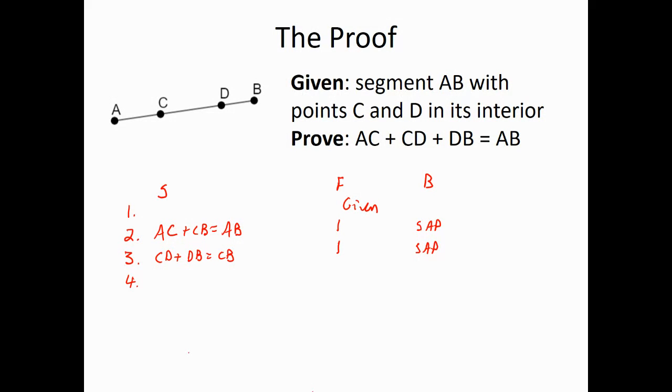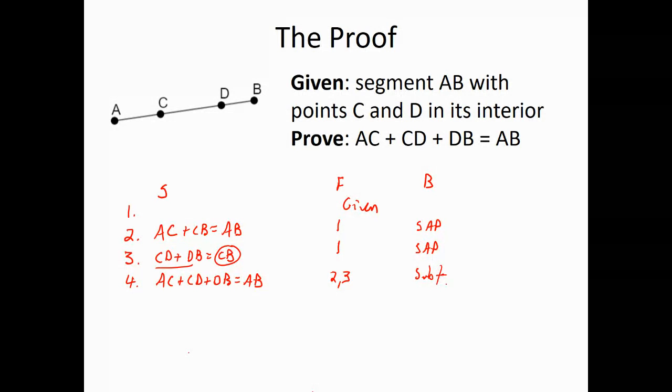And then consider lines 2 and 3 together. Line number 2, AC plus CB is equal to AB. Line number 3, CD plus DB is equal to CB. Oh, so line number 3 tells us what CB is equal to. It's equal to CD plus DB. So by substitution, anywhere else that we see CB, we could replace it with CD plus DB. So that's exactly what we're about to do. So the CB on line number 2 becomes CD plus DB by substitution. And with that, the proof is complete.